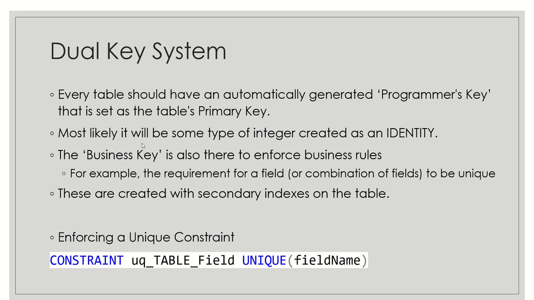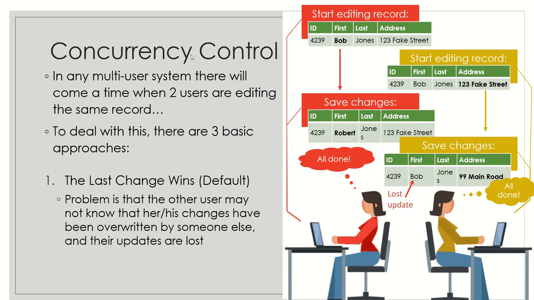Let's move on. Our second topic is concurrency control, and there's a big graphic here trying to illustrate what exactly concurrency control is and why it is such a problem. So in any multi-user system, there will come a time when two users are editing the same record. So what we have here are two users. We've got red shirt and we've got yellow shirt. And both of them are trying to make some changes to the same record.